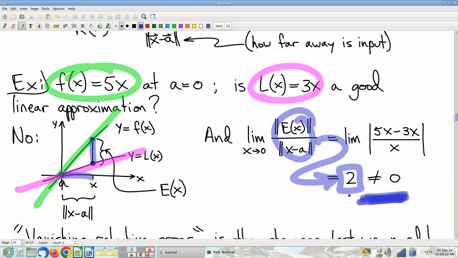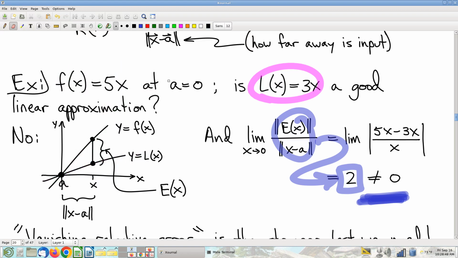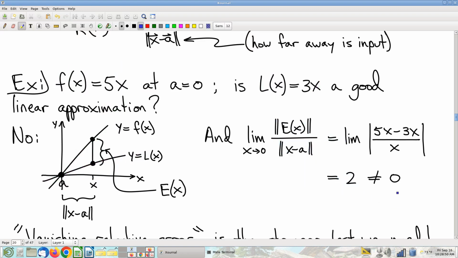And I'm going to argue that this is a way of detecting that this tangent line here, this candidate linear approximation, is pointing the wrong way. Because it keeps having error. Sure, the errors get smaller as I get closer, but compared to how far I am away, error. Bad. Right?